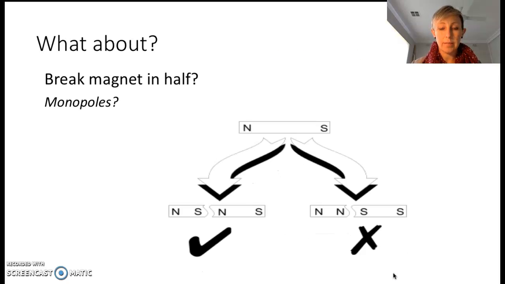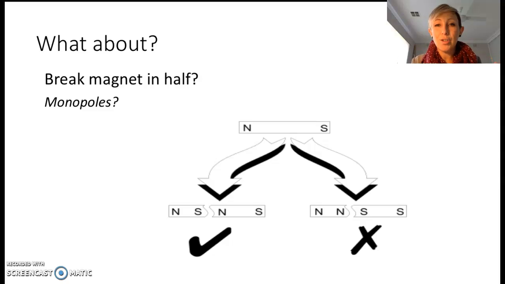It's important to know that we call a magnet a dipole. Di meaning two, pole meaning poles. So it's got different ends, one being north, one being south. If you break a magnet in half, what you end up with is two smaller magnets, each with a north and a south pole. So you end up with two dipole magnets, not a monopole. You don't end up with a north magnet and a south magnet.